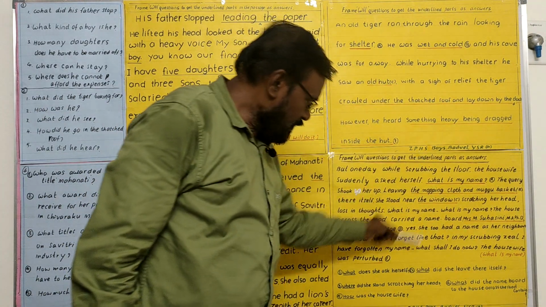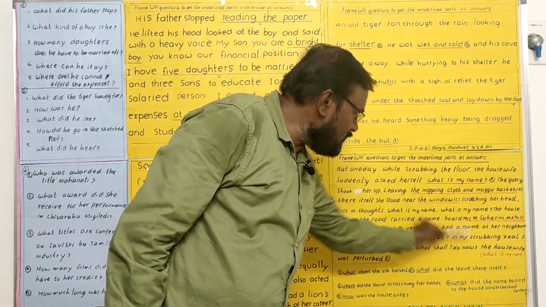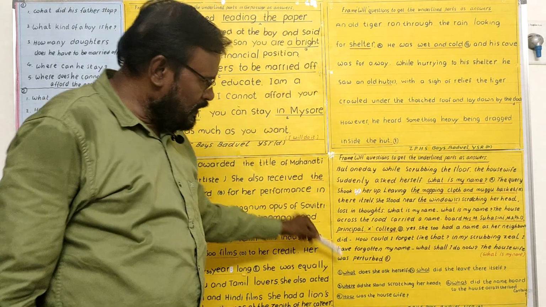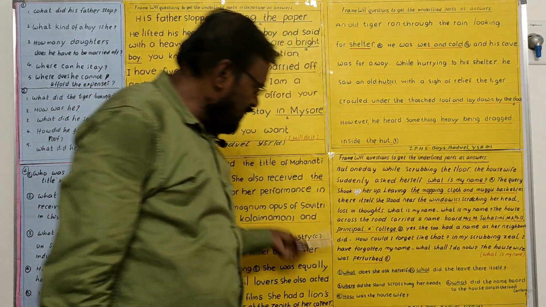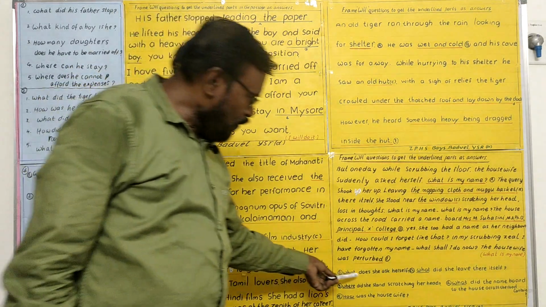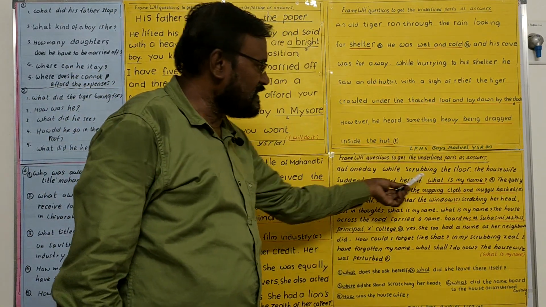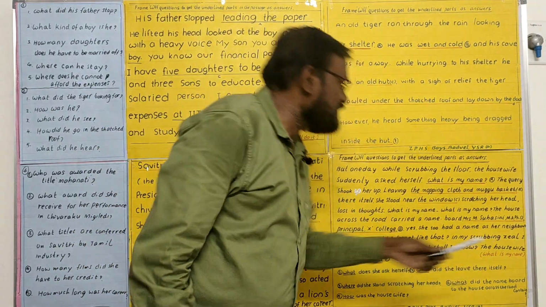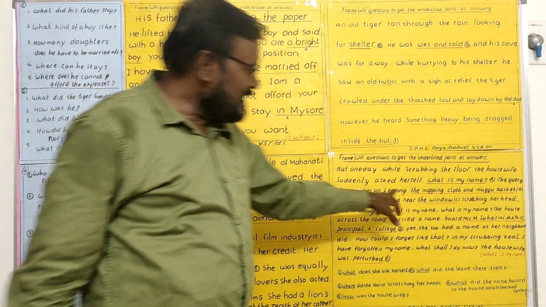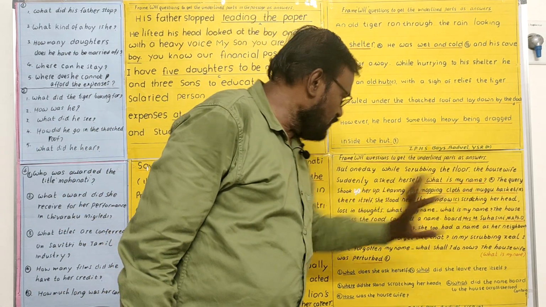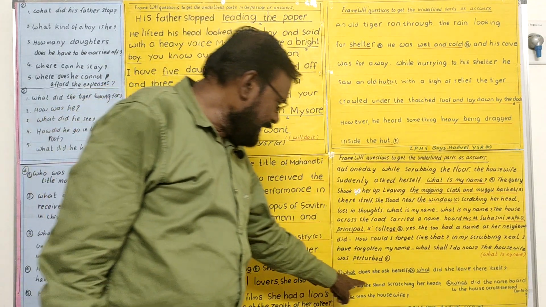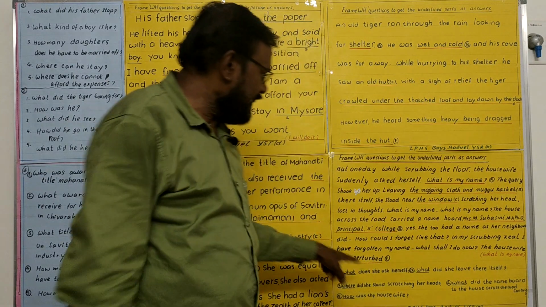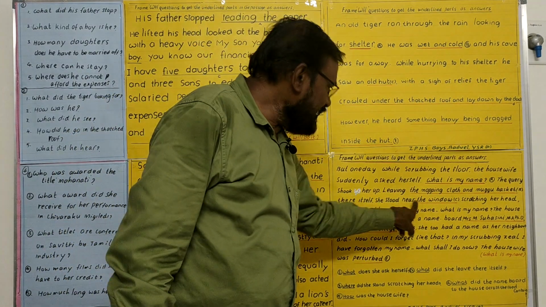Here, these are the underlined parts. To get these underlined parts as answers, we put questions like this with the WH word. What did she ask herself? She asked herself, what is my name? What did she leave there itself? The mopping cloth and the muggu basket. Where did she stand scratching her head? Near the window.